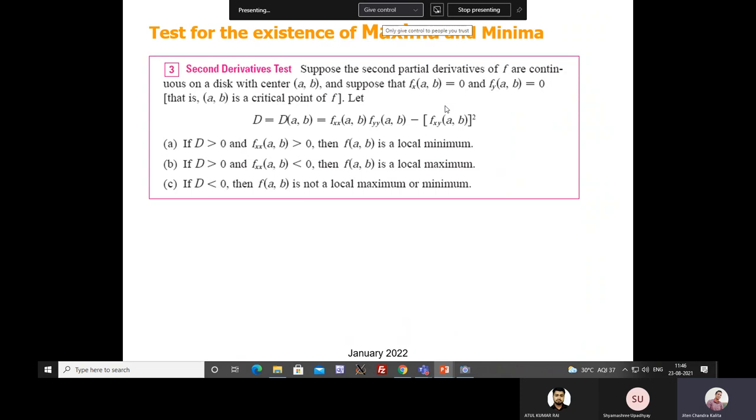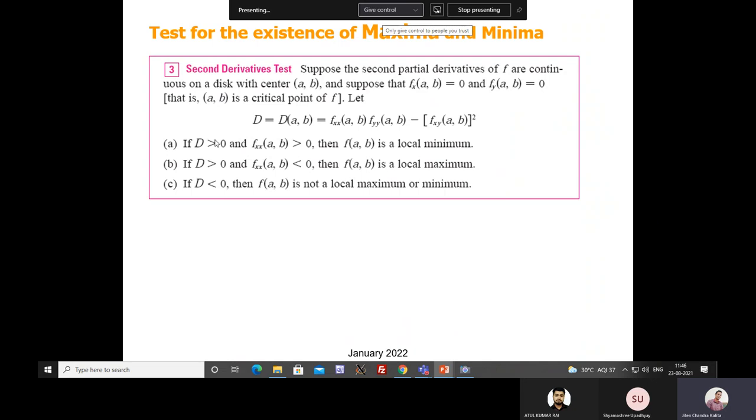And then they have defined this D. It is nothing but some kind of discriminant. So D at (a, b) is simply fxx times fyy minus fxy whole squared. So now it says that if D is strictly greater than 0 and fxx at (a, b) is strictly greater than 0, then f of (a, b) is a local minimum.